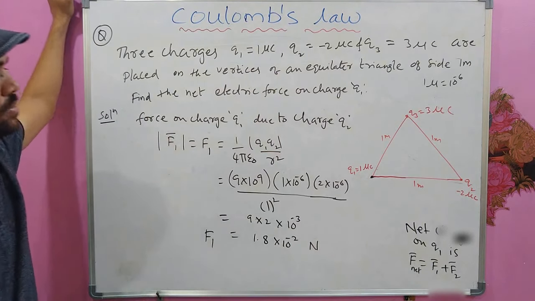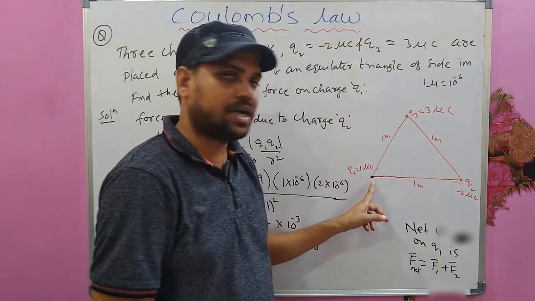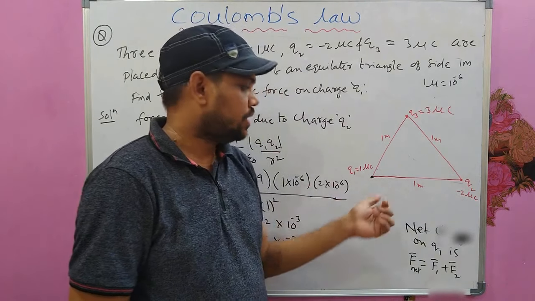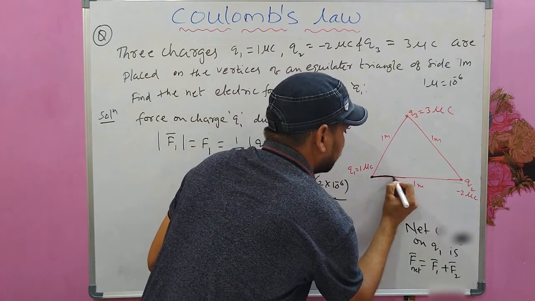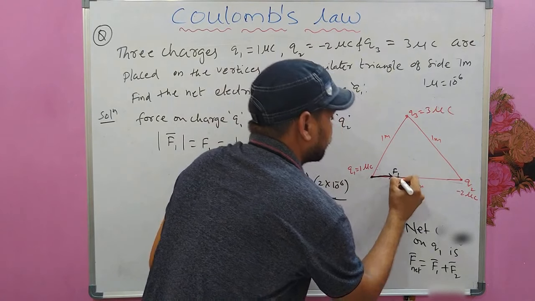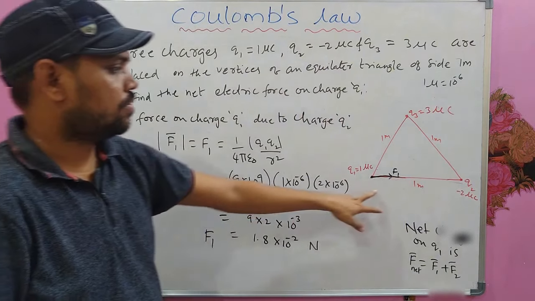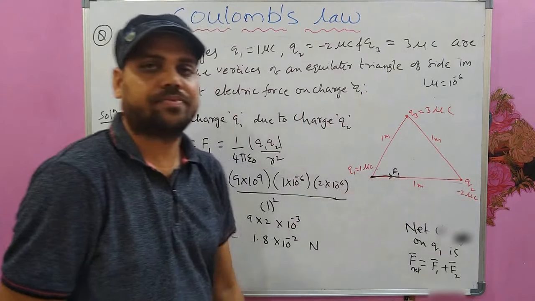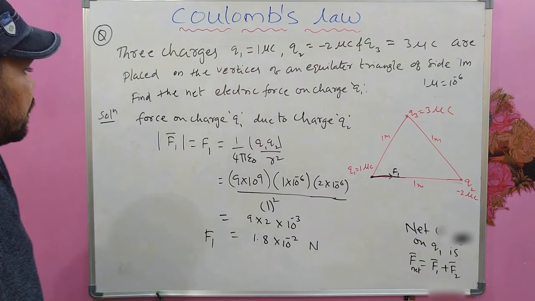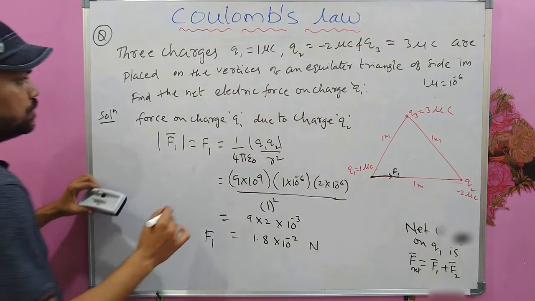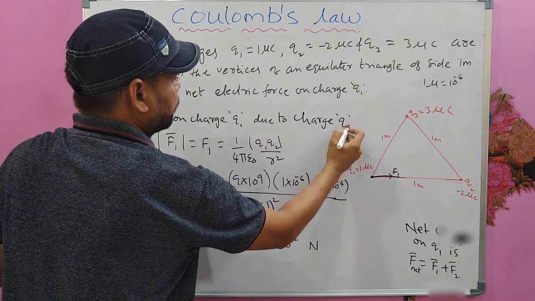What is its direction? Because Q1, it is the force acting on Q1 due to Q2. They are unlike charges. They do attract each other. So F1 will be this way. Remember this value. Now we will write force on charge Q1 due to charge Q3.